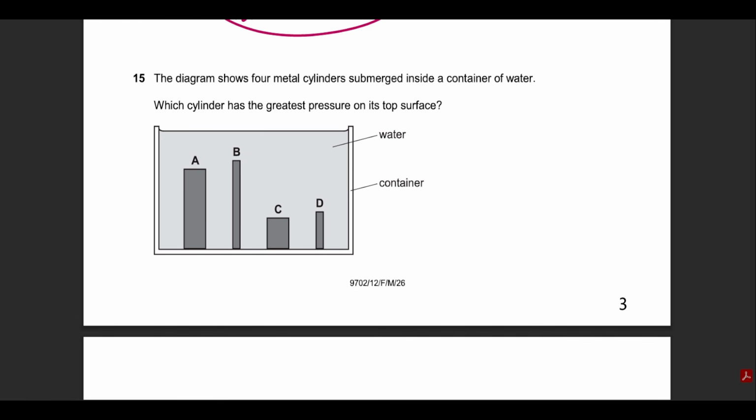Question 15 was very straightforward and simple. It's asking about the greatest pressure on the top of the surface, but since this is water, that is rho g h. H is depth. Depth always goes from top to bottom. So wherever we find the greatest depth, we will consider the greatest pressure, which is going to be option C. Very straightforward question. No questions asked, nothing required.